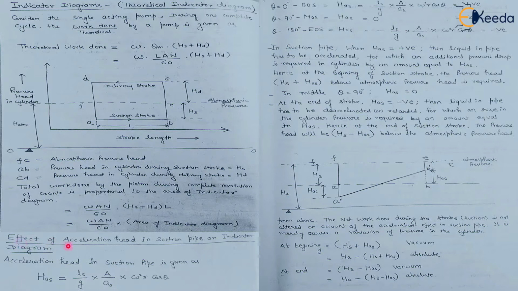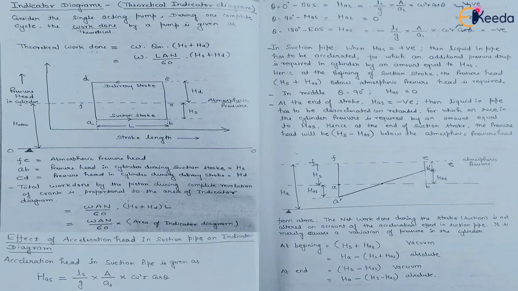Now let's see the effect of acceleration head in the suction pipe on the indicator diagram. You know the acceleration head for the suction pipe will be this one, I have already explained. Now if theta is equal to 0, then it is positive, and if theta is equal to 90, then it is 0, and if theta is equal to 180, then it is negative. What is the meaning of this? When theta is equal to 0, then acceleration head is positive. That means velocity is increasing, and if velocity is increasing, then there is a reduction of pressure.